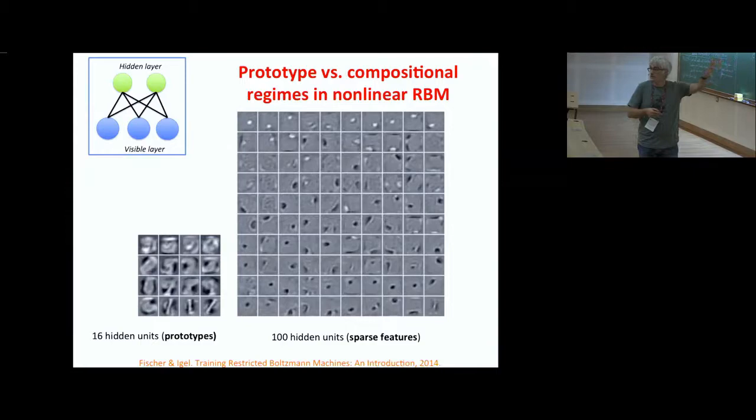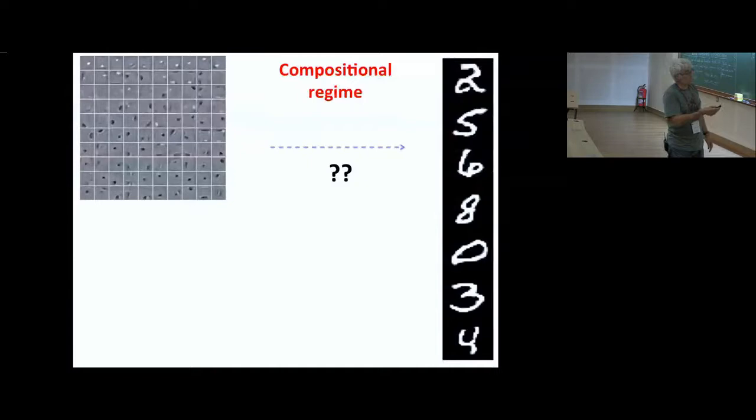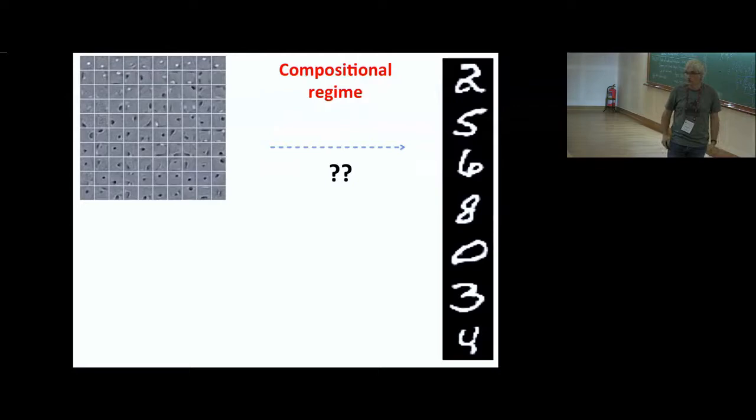Okay, so the other regime is more interesting. It's some kind of compositional regime, because now the question is, suppose this is the set of features of my machine, how do I compose a 2, a 5, a 6, or 8 from this? I have to glue together many small patches in order to find a 2, right? I cannot just use one of them and say, oh, that's my 2.